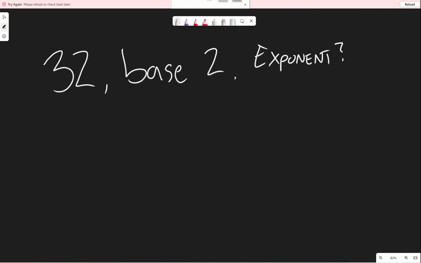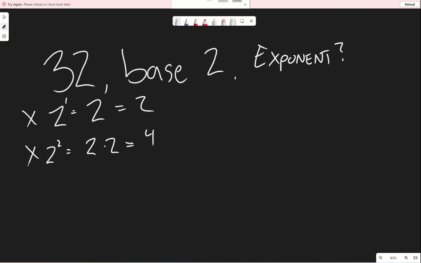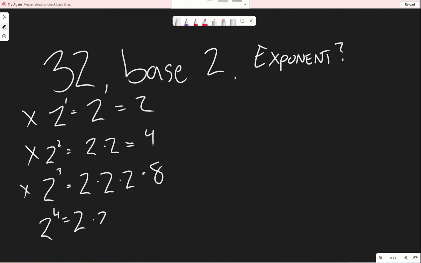Well, let's try it out. We'll go 2 to the power of 1 equals 2. It's not that. 2 squared equals 2 times 2 equals 4. Not that. 2 cubed equals 2 times 2 times 2, 2 times 2 is 4 times 2 is 8. Not that. 2 to the power of 4 equals 2 times 2 times 2 times 2. 2 times 2 is 4. 2 times 2 is 4. 4 times 4 is 16.